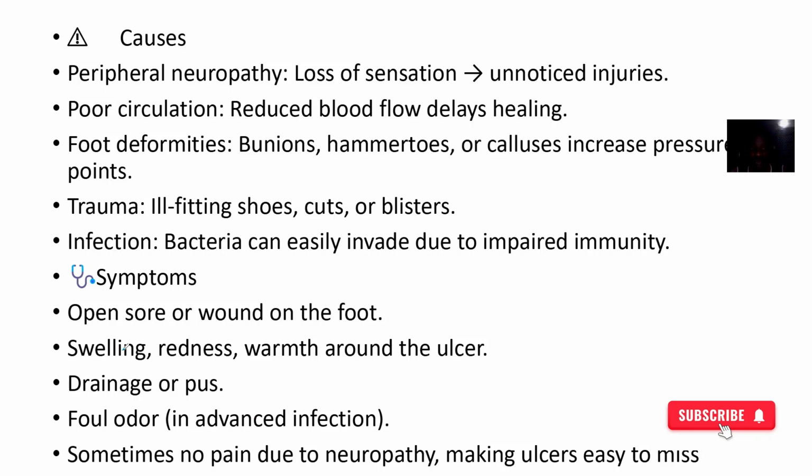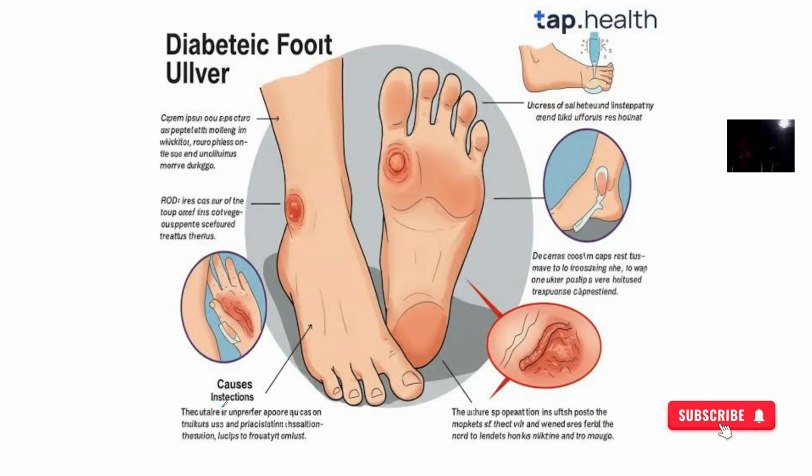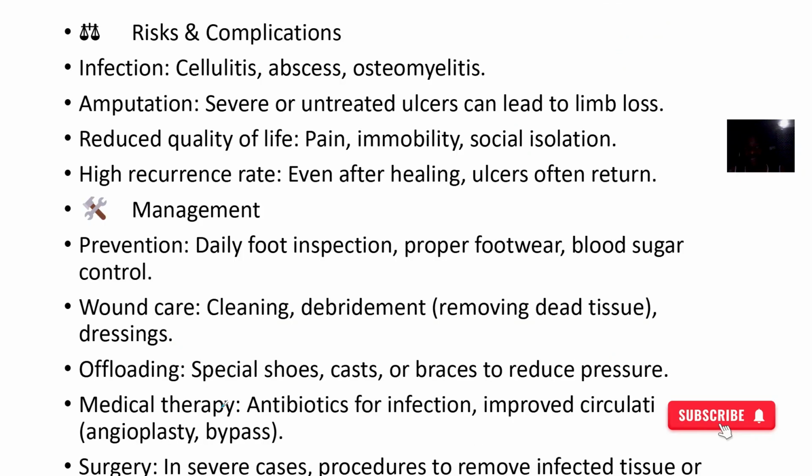The symptoms are an open sore or wound on the foot, swelling or redness, and warmth around the ulcer. The pus is draining out, and there's a foul odor. Sometimes there's no pain. Why? Because the nerves are already damaged. You understand? So how do we treat diabetic foot ulcers?